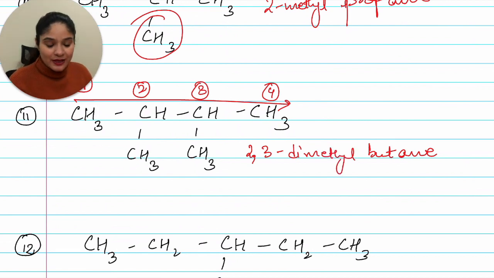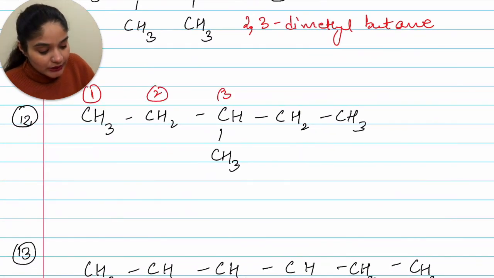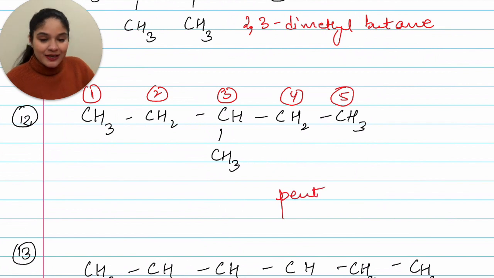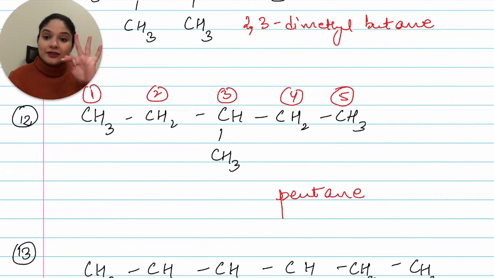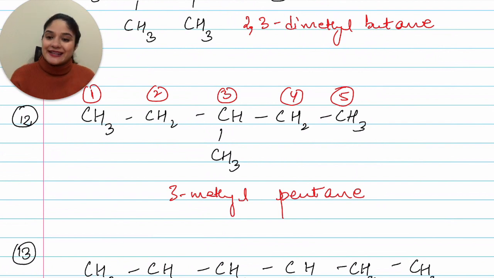Okay, students. Moving on to the 12th question. Let's number the chain. 1, 2, 3, 4, 5. 5 means pent. All single bonds. Ane. At the third position, I have a methyl. So 3-methylpentane. Okay, students, I hope this is becoming a fun factor for you.